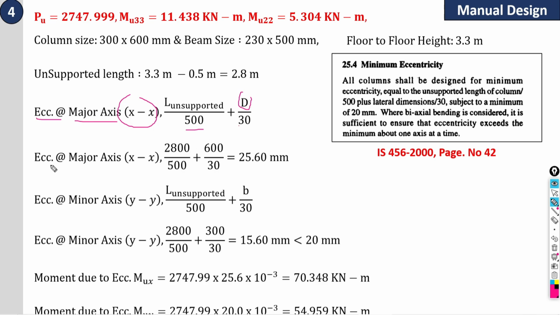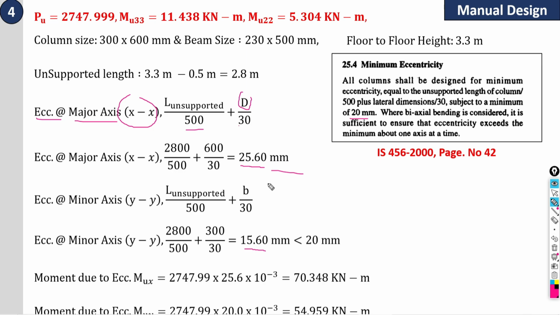you are getting the eccentricity about major axis as 25.6 in mm. Eccentricity about minor axis we are getting as 15.6 in mm. But the important point you have to note: all the eccentricities are calculated subject to a minimum of 20 mm. So you are limited to consider the minimum eccentricity as 20 mm.